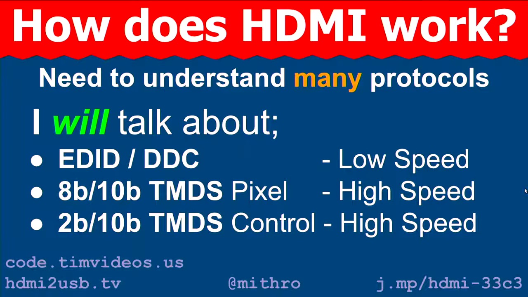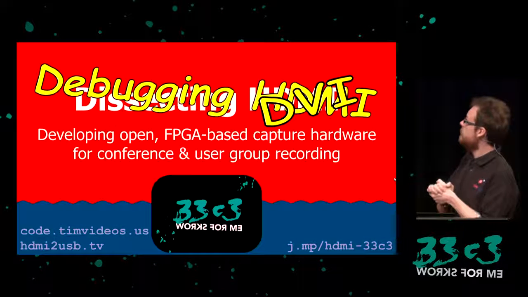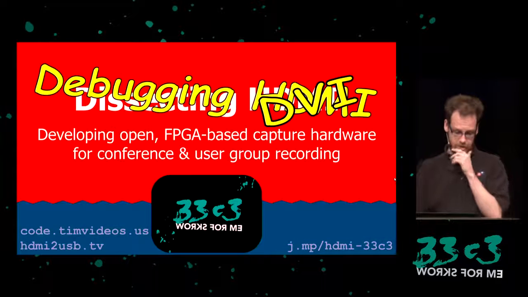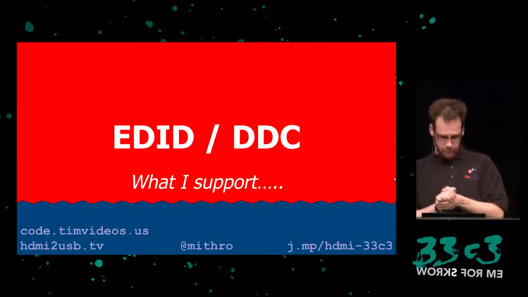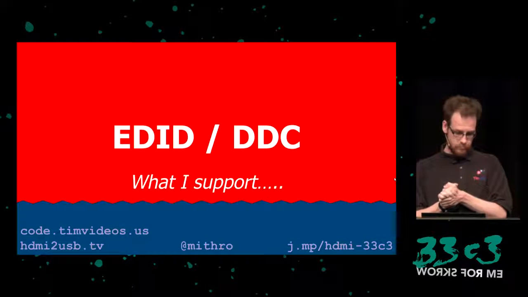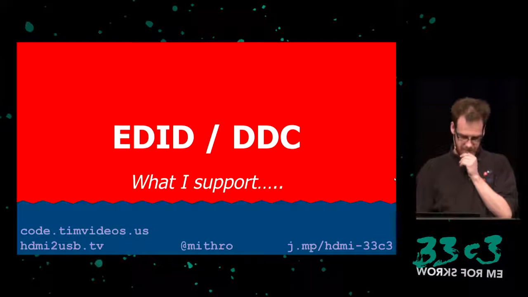The 8B10B encoding of the pixel data, and the 2B10B encoding of the control data. Interesting enough, this is actually DVI. I'm not telling you about HDMI, I'm really describing to you how DVI works. So again, many titles. So starting with the low speed protocol, EDID or DDC. I'm going to use those 2 terms interchangeably. They've been so confused now that they are interchangeable, in my opinion.